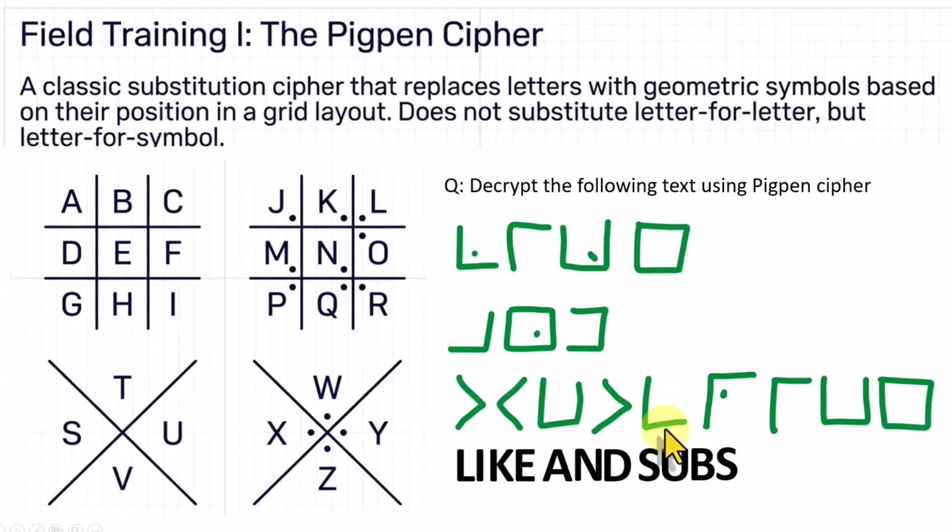Then the next one, okay? And the next one is C. Then the next one, again, that is I. And the next one, again, I, B, and the last one E. Okay, so that is how we encrypt and decrypt using Pigpen Cipher. I hope you have understood that.